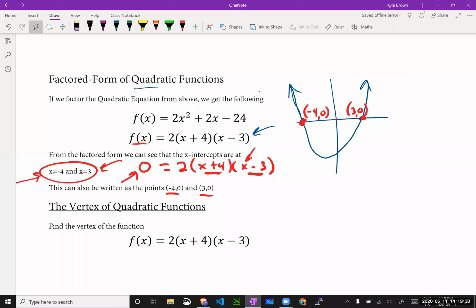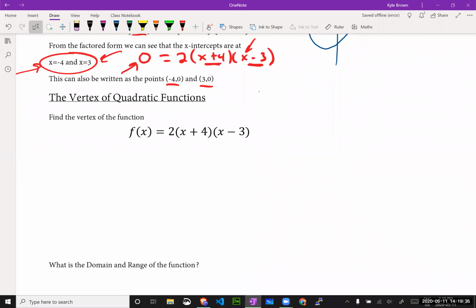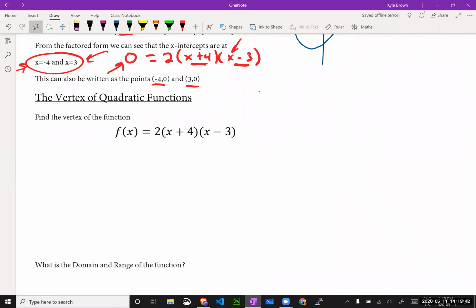All right, now the vertex of quadratic functions. So what we can do with this one is, I'm going to sketch this out a little better actually. Do it again here.